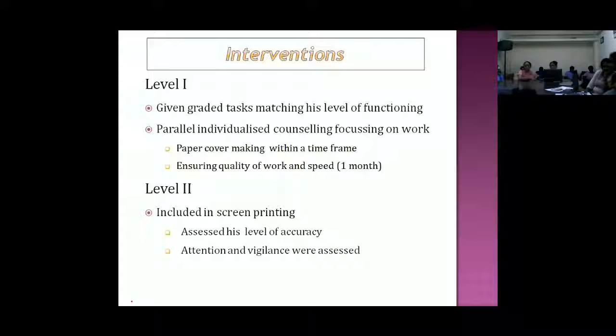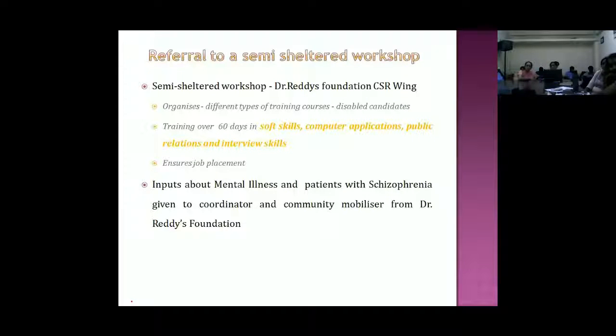Again, the evaluation was done through both forms and qualitative observation by the therapist. As his level of functioning improved through continuous motivation, we planned to refer him to Dr. Reddy's Foundation, which runs a semi-sheltered workshop that provides intensive training and ensures job placement. Dr. Reddy's Foundation organizes different types of training courses for different groups. This was the first time that they were admitting mentally ill clients in their center.